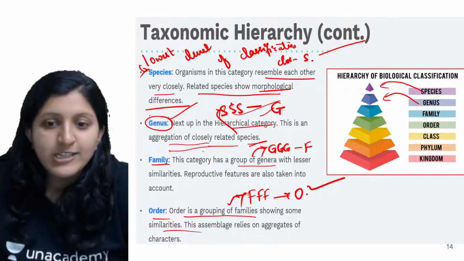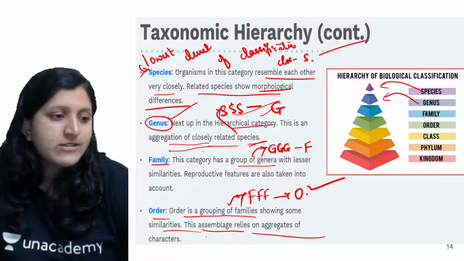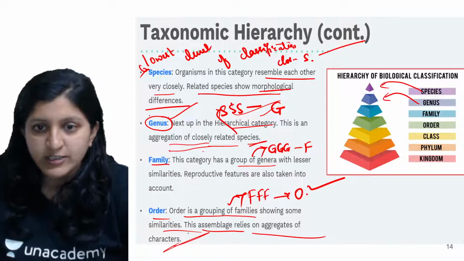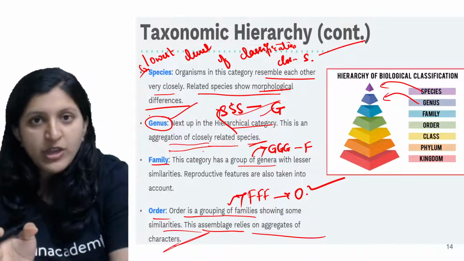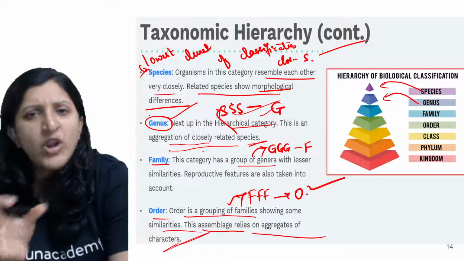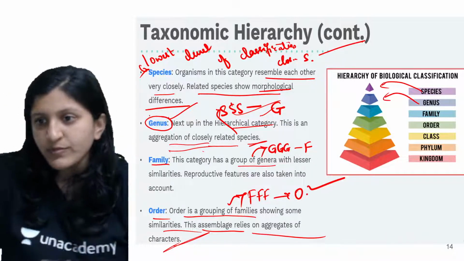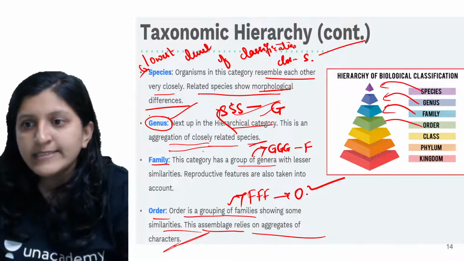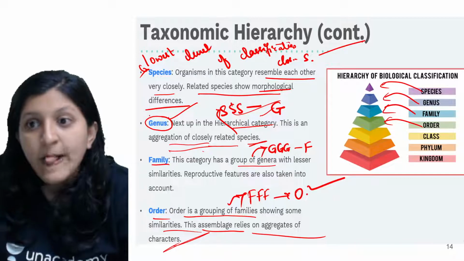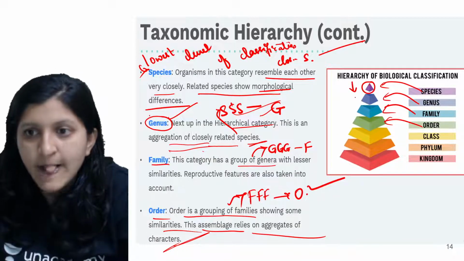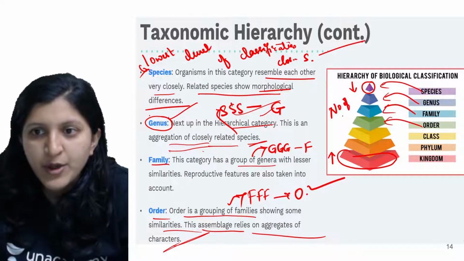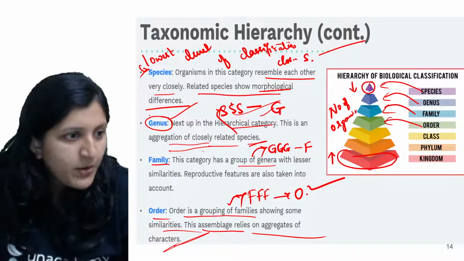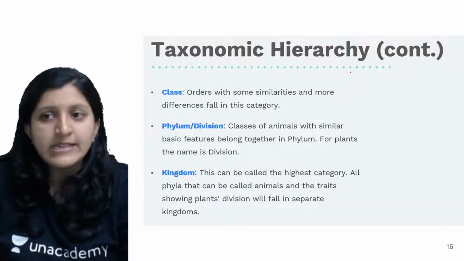This assemblage relies on the aggregates of characters. Depending on what type of character it is, similar ones are placed in the same family. Now many such families which are somewhat related are placed in the same order. So family is this one, and next comes the order. What exactly is shown here? The number of organisms is less here and more here. This is with respect to the number of organisms. Other than that, the taxonomic hierarchy itself continues.